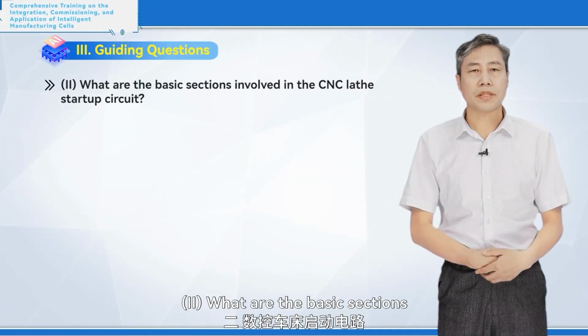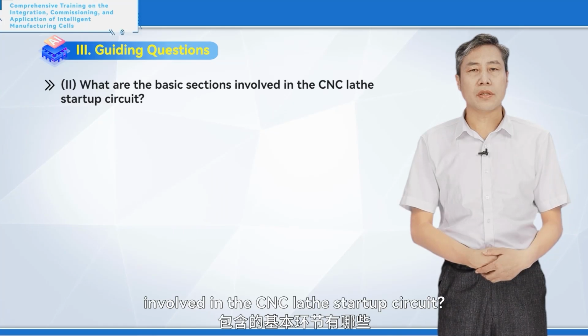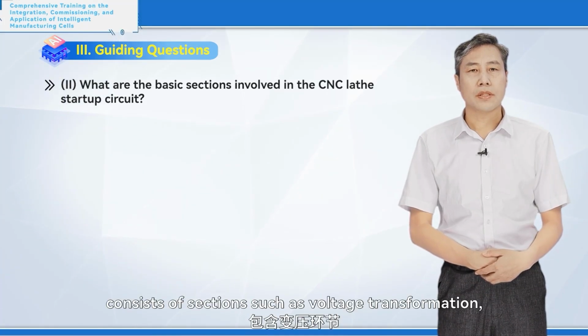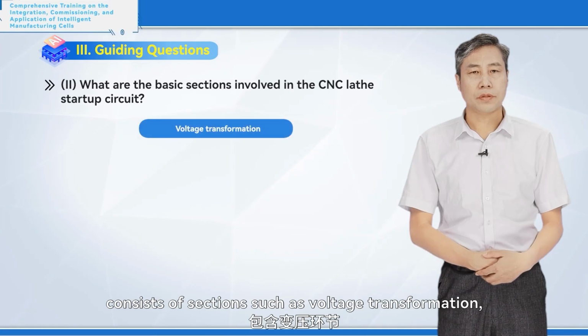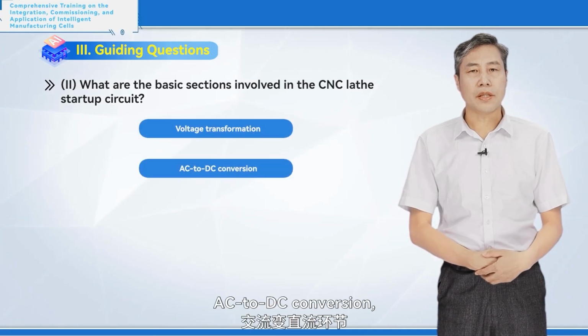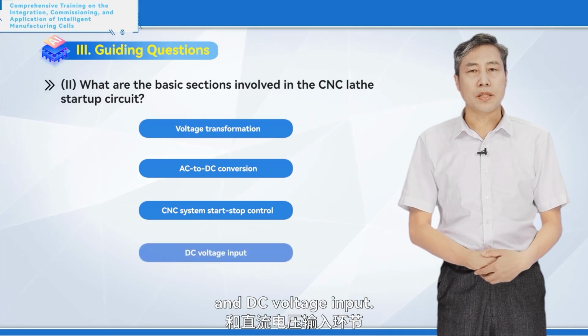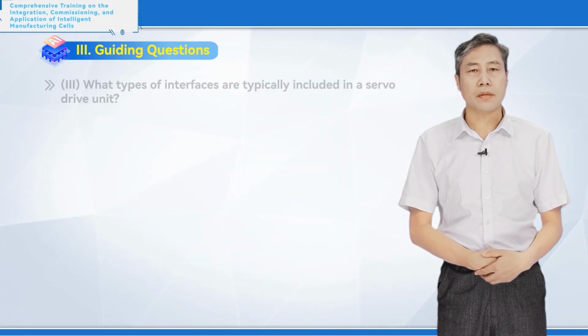2. What are the basic sections involved in the CNC lathe startup circuit? The CNC lathe startup circuit consists of sections such as voltage transformation, AC to DC conversion, CNC system start-stop control, and DC voltage input.